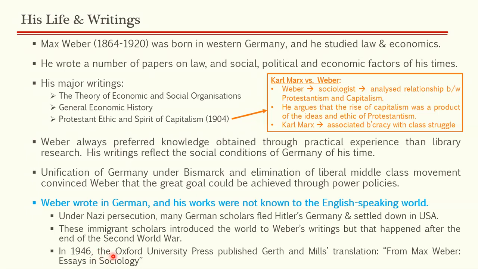In 1946, the Oxford University Press published Gerth and Mills' translation from Max Weber, Essays in Sociology. This was the first book in which the English-speaking world, the USA, came face to face with Max Weber, in 1946. This book was titled From Max Weber: Essays in Sociology. So you realize that outside Europe, these great thinkers and scholars like Henri Fayol and Max Weber were not so popular because they wrote in their regional languages and not in English.